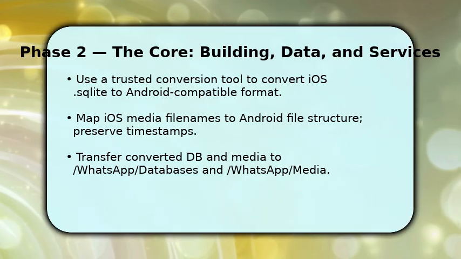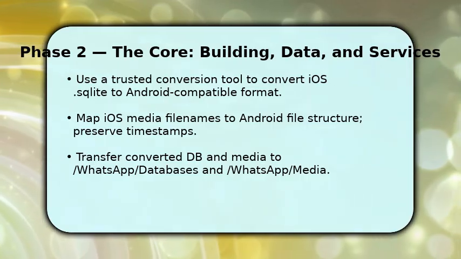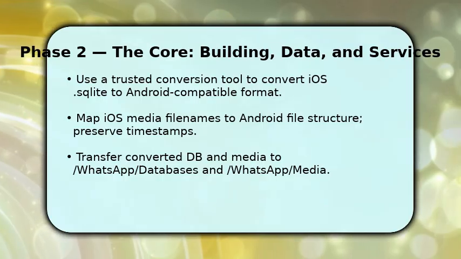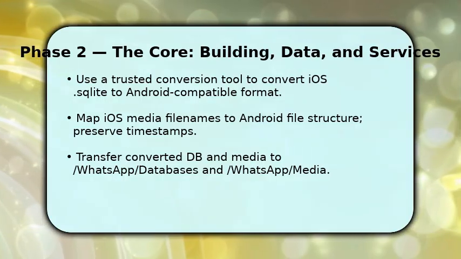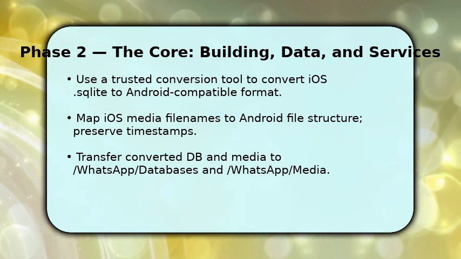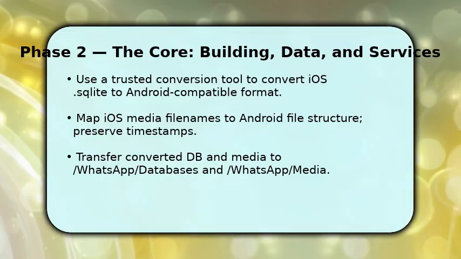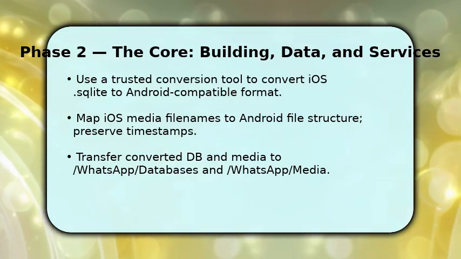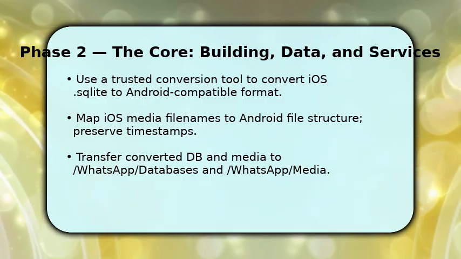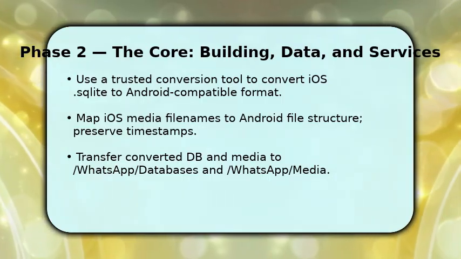Once converted, transfer the new MSG store file and the media folder to the Android device path /WhatsApp/databases and /WhatsApp/media respectively. After copying, finish by launching WhatsApp and following the install flow. When the app detects a local backup, choose Restore.